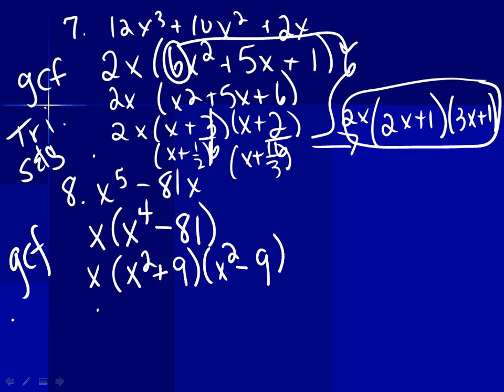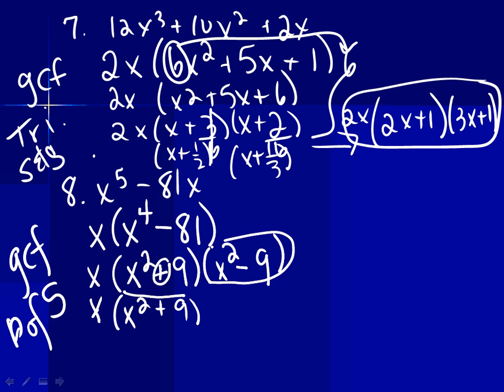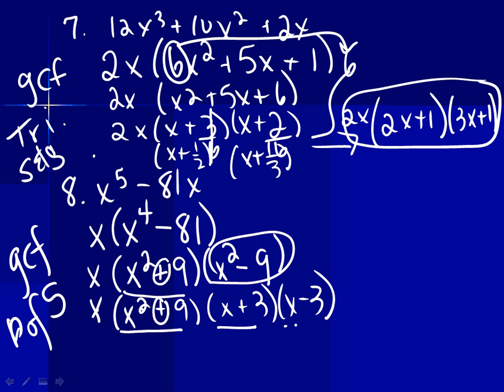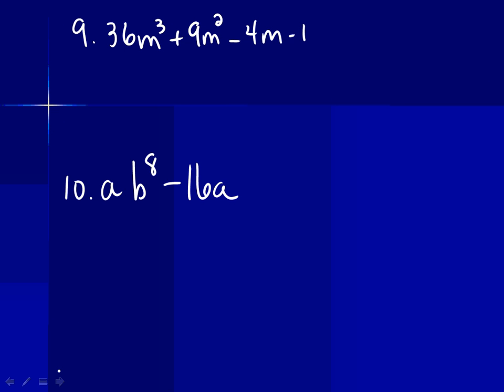Now I need to go again. This is difference of 2 squares. It's a DOS, difference of squares. Now, this is not difference of squares because it's a plus. So I'm going to drop down my x and drop down my x plus 9. This is a difference of 2 squares, so I need to change it to x plus 3 and x minus 3. Check it again. I have this squared, but it's a plus sign, so it's done. x plus 3, guess what? We are done. Number 9.